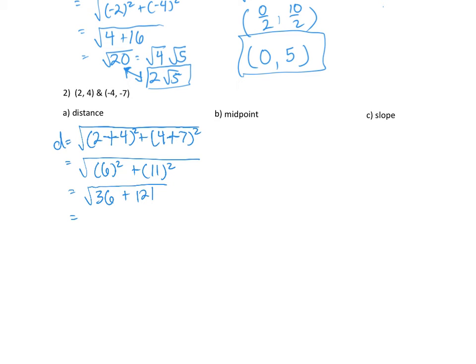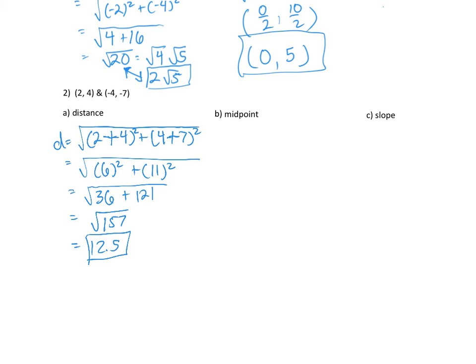36 plus 121 gives me 157, and I don't think there's any way I can simplify this some more. If I just wanted the decimal of the square root of 157, that's about 12.5. So that could be my answer right there.